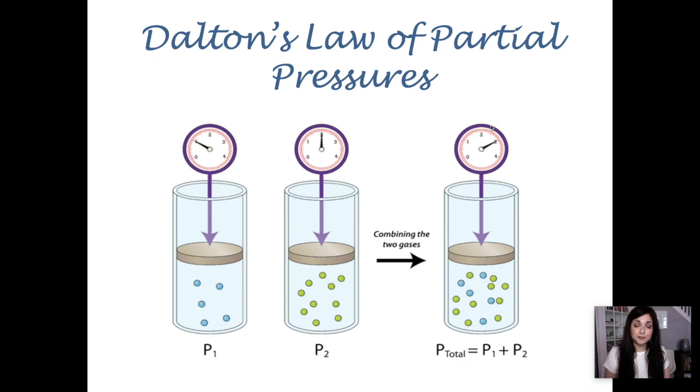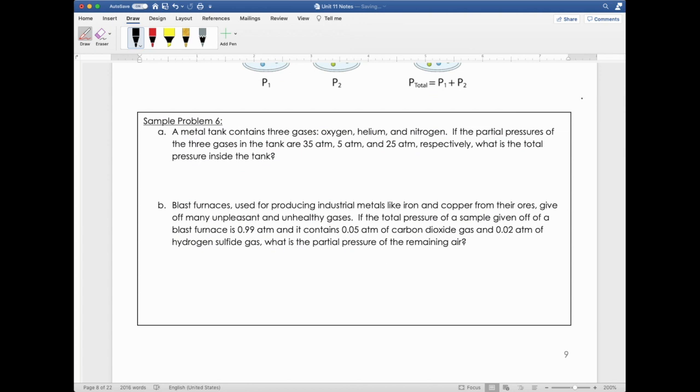It's really not difficult. Let's go ahead and try the next sample problem in the notes, taking just this very basic concept and putting it to use. Sample problem 6: a metal tank contains 3 gases. It has oxygen, helium, and nitrogen. If the partial pressures of the 3 gases in the tank are 35 atmospheres, 5, and 25 atmospheres, what is the total pressure? You could do this very easily, but I just want to show you where this is coming from. So PT is the total pressure.